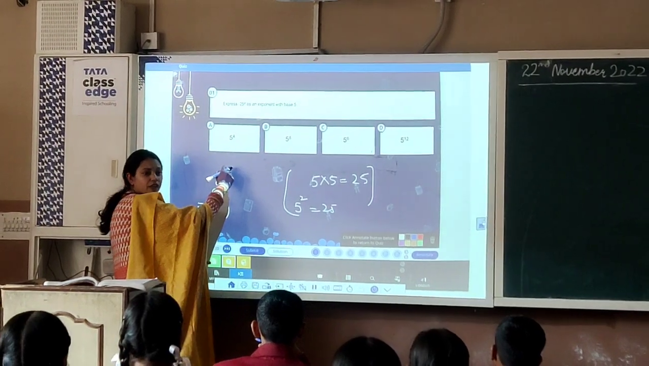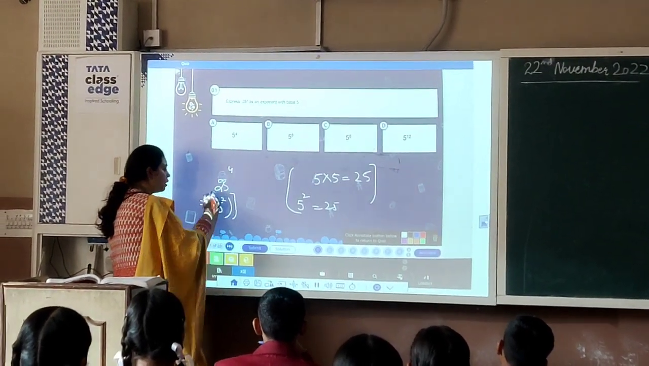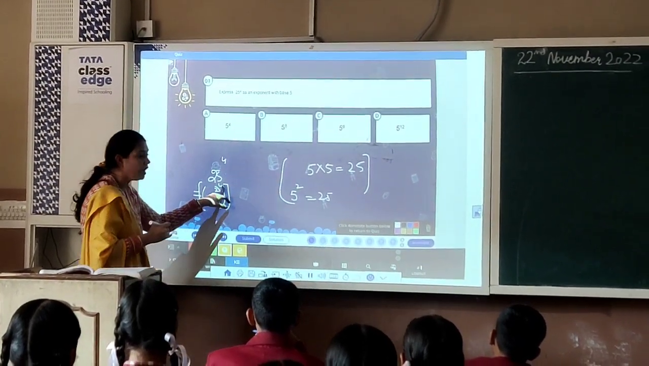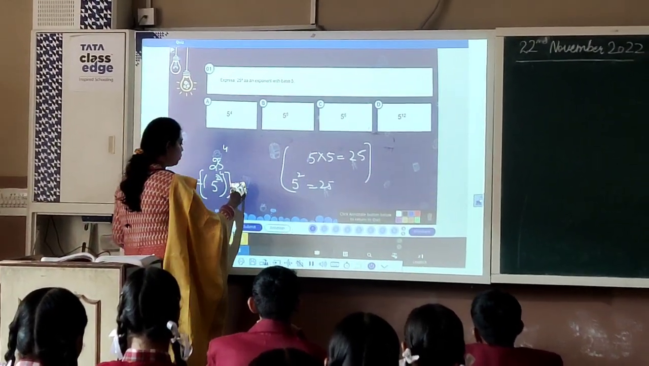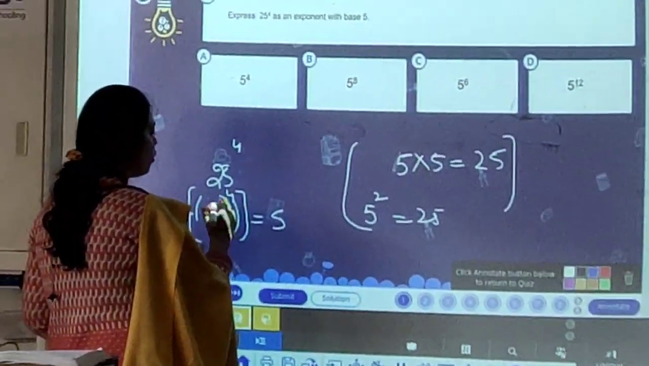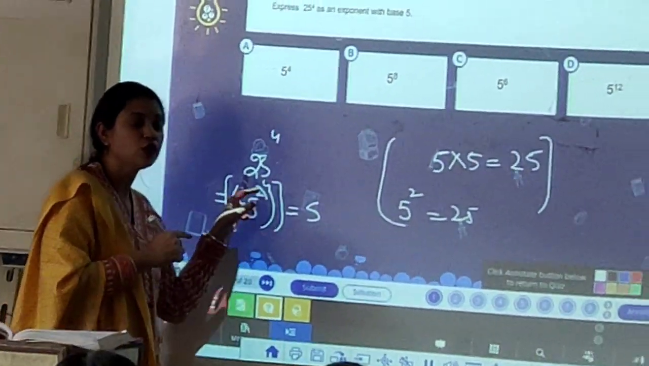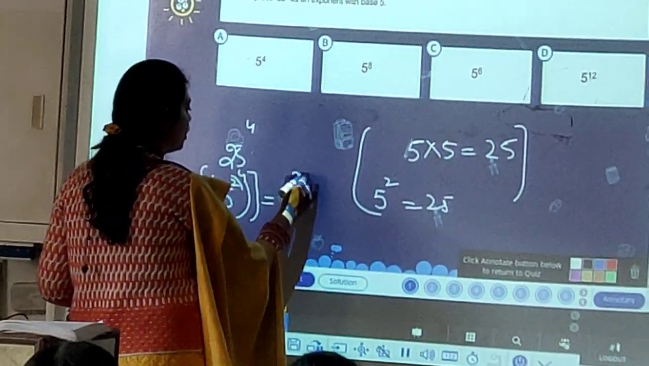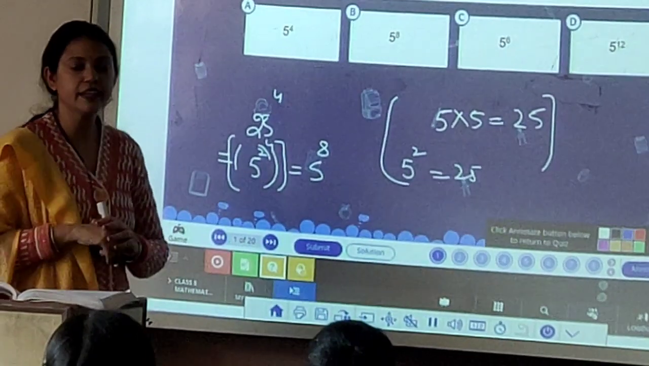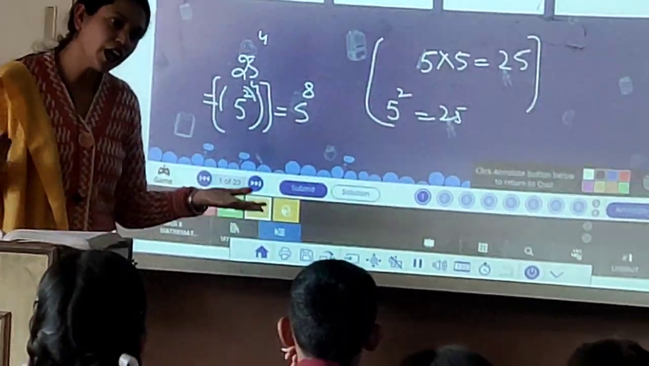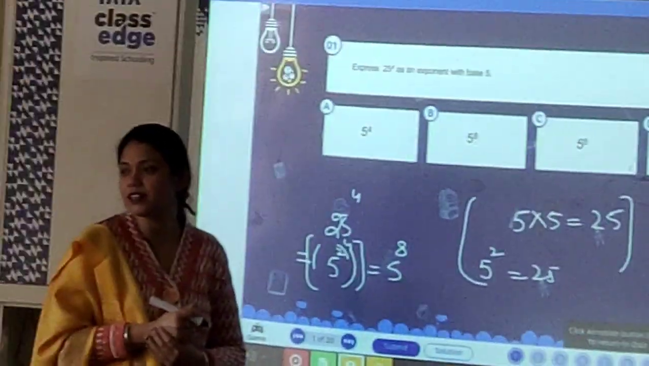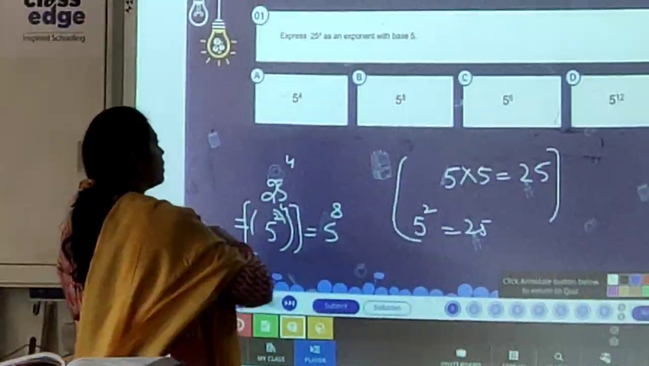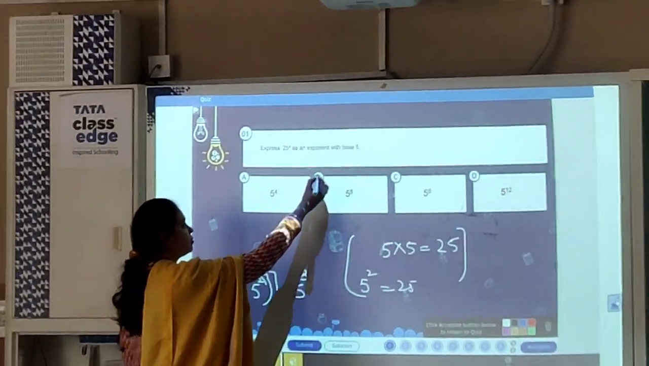But what we are having? Power 4. So how to do? Power 2 into 4, that is a raised to power m, whole raised to power n, is m into n. 2 fours are 8. So it becomes 8. Which is the correct answer? Very good. Easy or difficult? Very easy. So which is the correct answer? B. Can I click here?